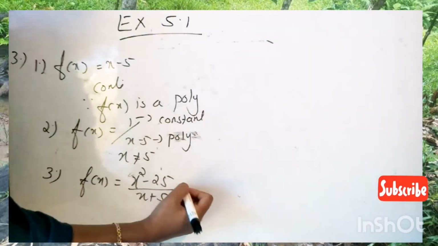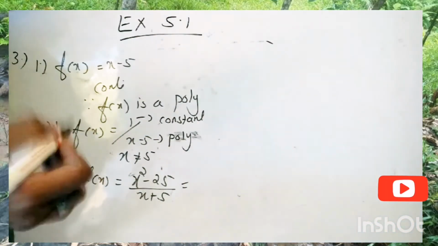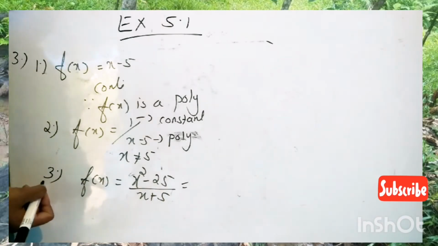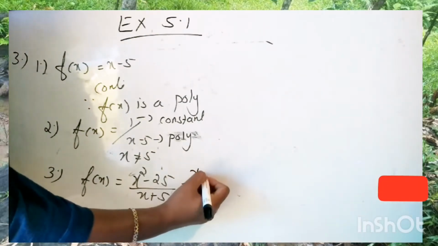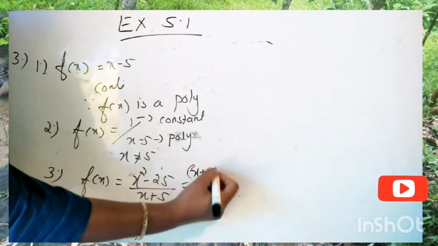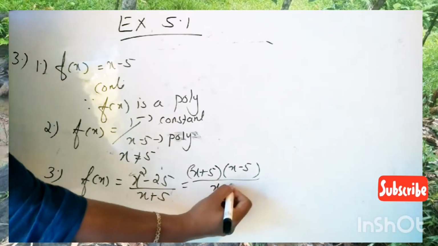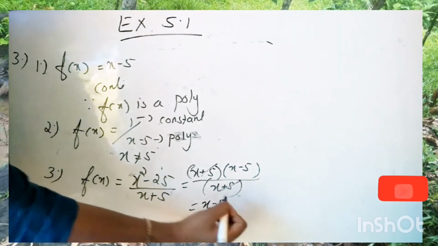So I'm going to make one adjustment here. The numerator is in the form a squared minus b squared. So we can split this numerator as (a plus b) into (a minus b), that is (x plus 5) into (x minus 5), divided by x plus 5. So this x plus 5 gets cancelled and we will have x minus 5.